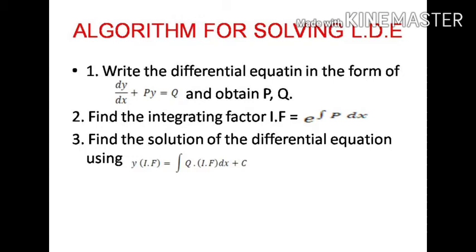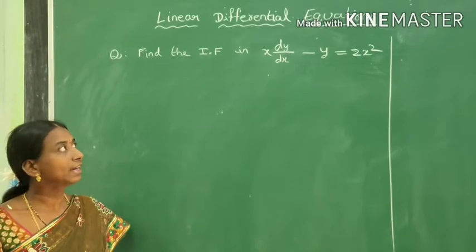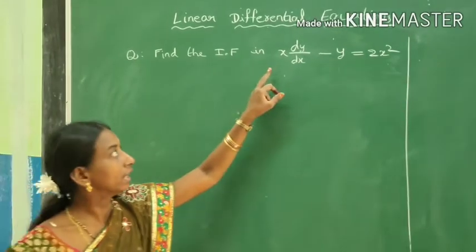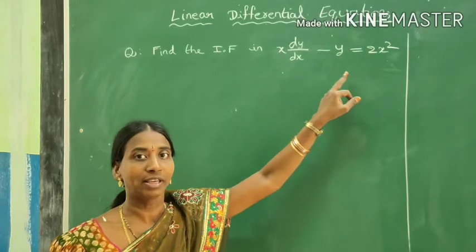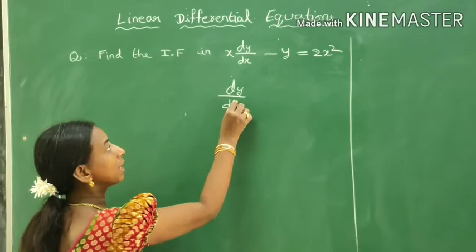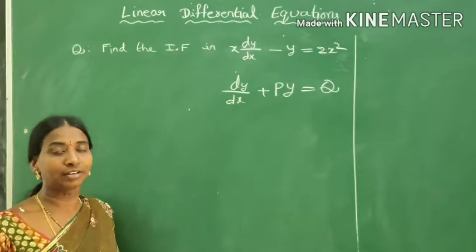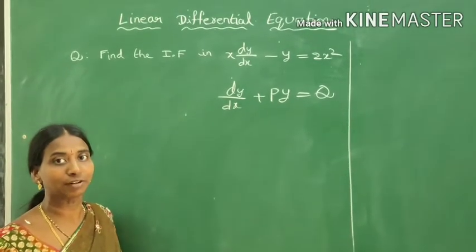After finding the integrating factor, the solution of the differential equation can be written as y times integrating factor is equal to integration of q into integrating factor dx plus c. Now in this question, we have to find the integrating factor of x dy by dx minus y is equal to 2x square. We know that dy by dx plus py is equal to q is the standard form of a linear differential equation.